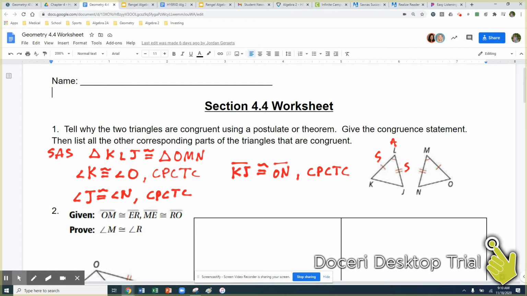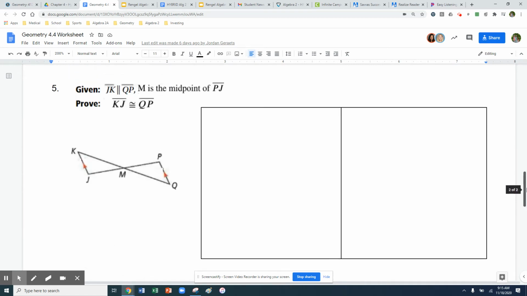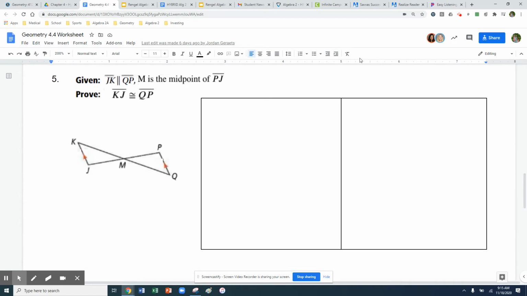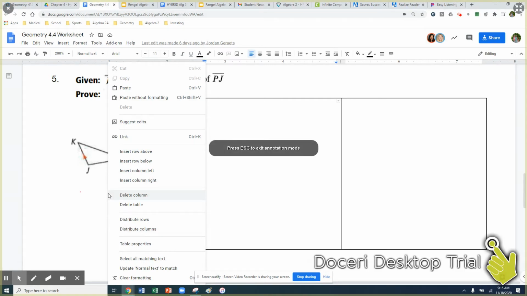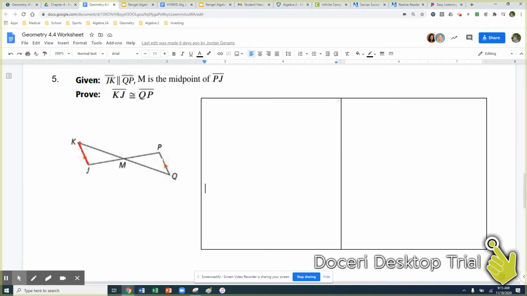We're going to skip down to number 5, which if you have your hard copy sheet will be on the back side there, and start to look at that proof. So our proofs are going to look just a tad different. We're not going to be proving triangles are congruent. We're going to prove in this one why KJ is congruent to QP. So we're trying to prove that this outside segment right here, this KJ, is congruent to QP over here. So that's what we're trying to prove.